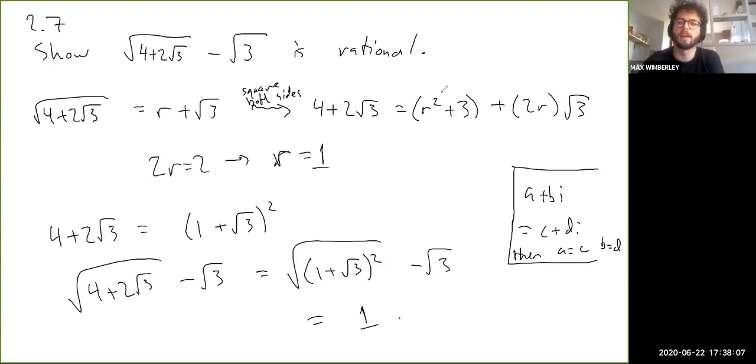I said I was writing it in a weird way and I didn't really elaborate. When you square this expression, I automatically FOILed it out and then separated the terms. The normal way to write this would be r squared plus 2r square root of 3 plus 3, but I grouped them in this specific way to illustrate the thing I was talking about. So thank you, that was actually a good question. Any other questions?